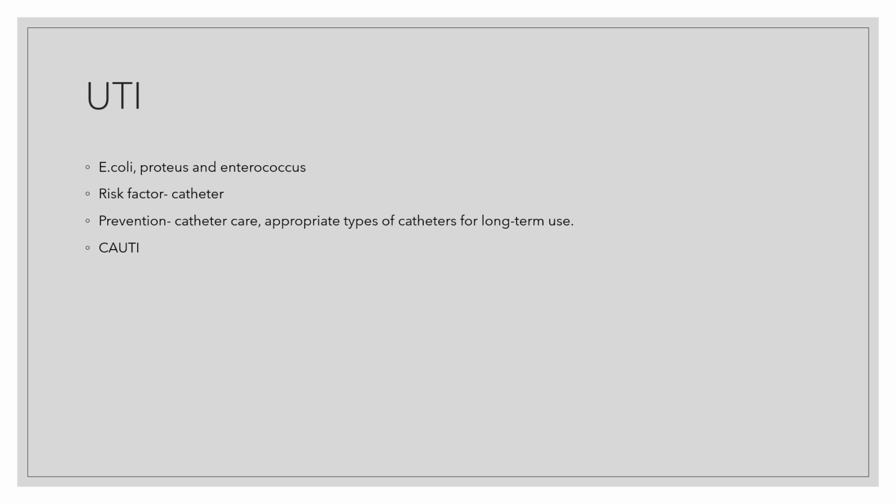Now what is CAUTI? CAUTI means catheter associated urinary tract infection. It is one of the most common hospital associated infections that affect almost 2% of cases in the hospital. These are caused by, as I said already, E. coli, Pseudomonas aeruginosa, Proteus and other gram negative bacilli, and mixed infection can also be seen here.